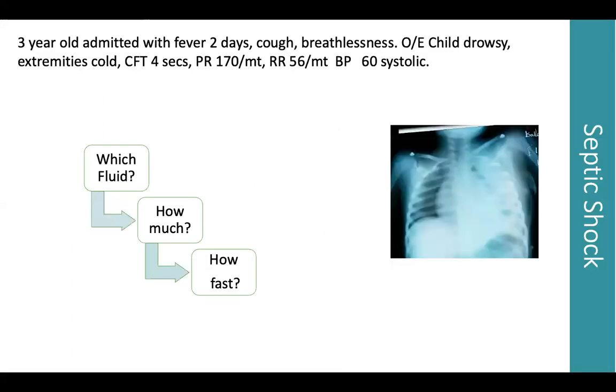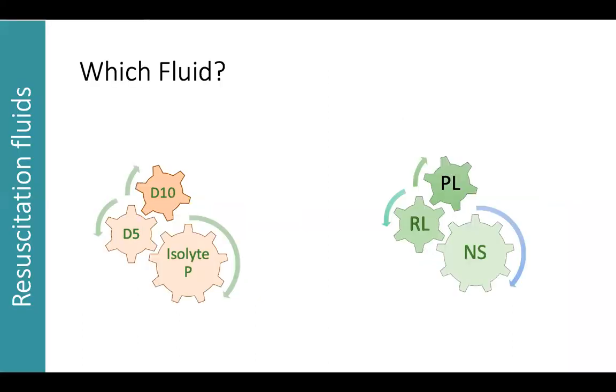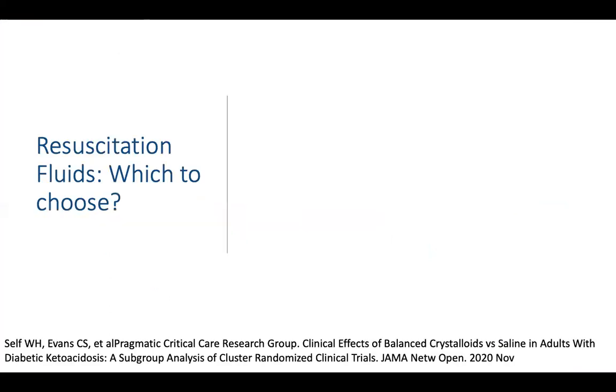Now coming to the next case, a 3-year-old child presenting to you with community-acquired pneumonia with evidence of decompensated shock. That means you're dealing with septic shock. Now the question is, which fluid do you want to give? How much do you want to give? And how fast do you want to give it? Yes, we are not going to use any of the hypotonic fluids. The options are Plasma-Lyte, Ringer lactate, or normal saline.